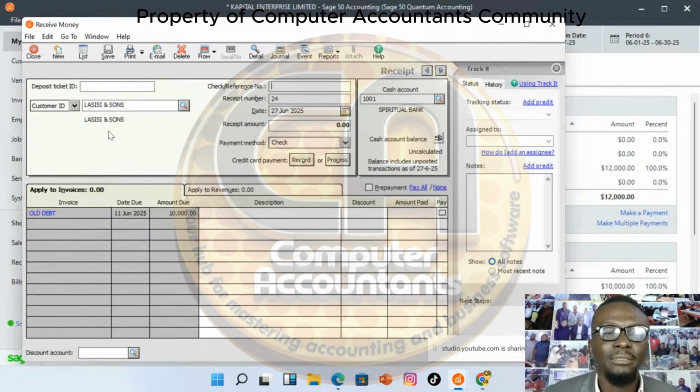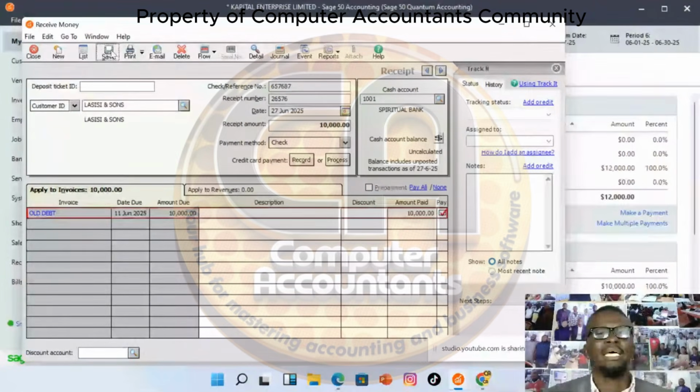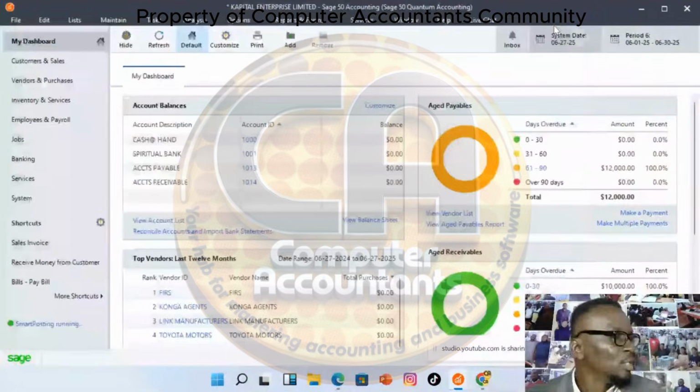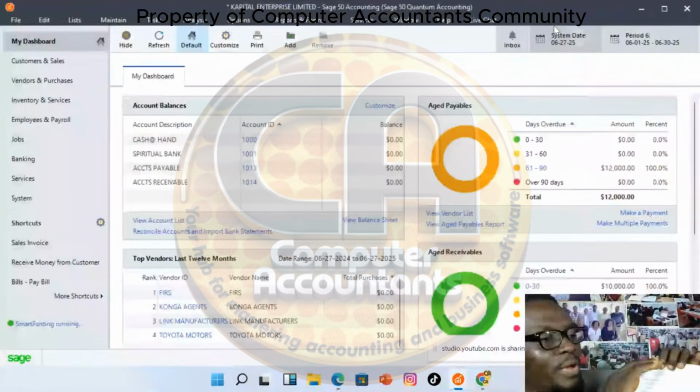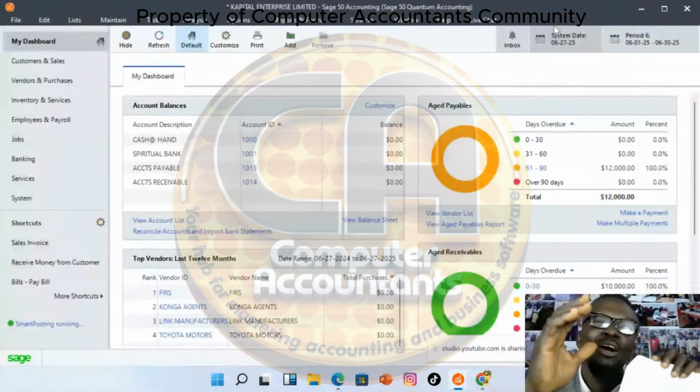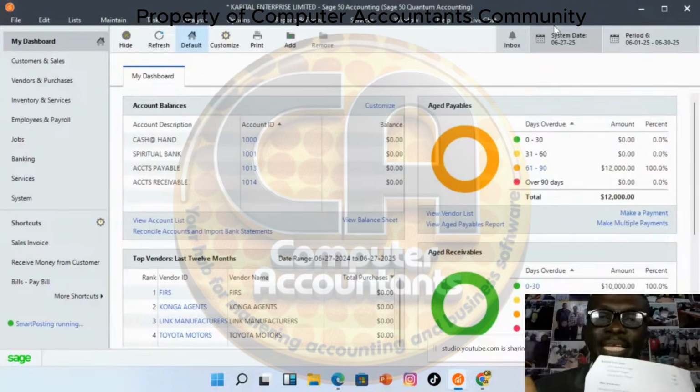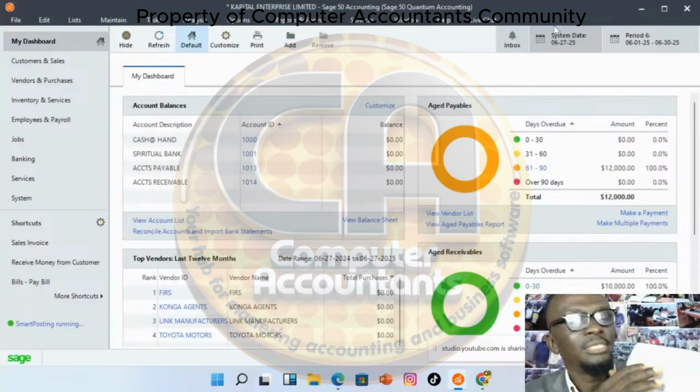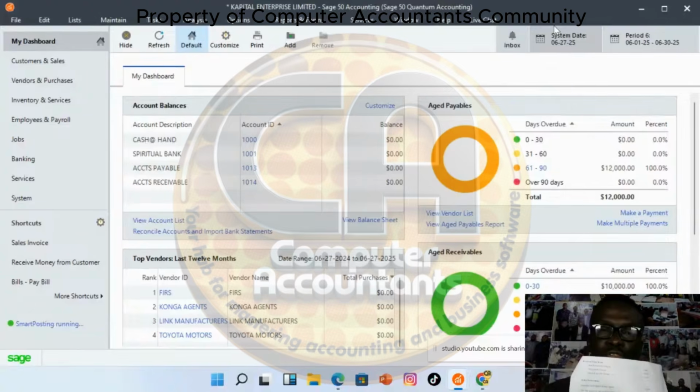Lasisi. Okay, that's his old debt. You can see the nomenclature there, and he's paying by check. So check number, bank. Okay, you can mouse, then save, done. So now we are done settling our vendors, paying them, and we've done receiving money from our customers.